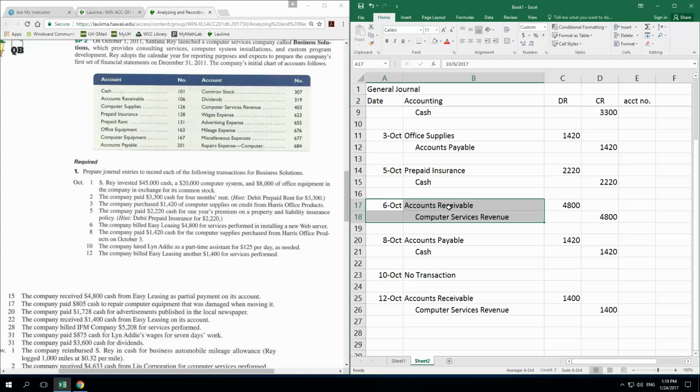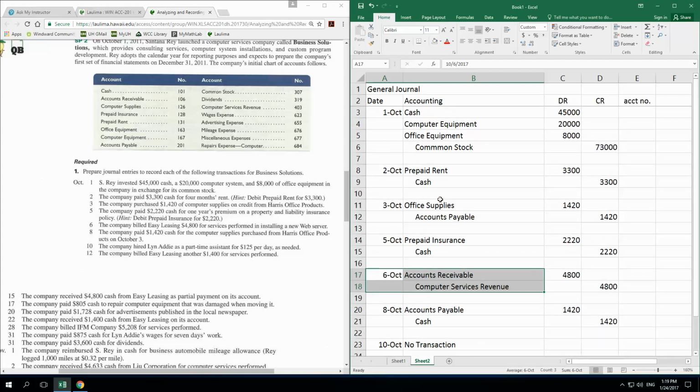Question. On the second, where did that go? The second, where you paid? Okay, so we paid for the rent in advance, but the time that we are renting it for hasn't gone by yet. So it's going to sit there as the asset until the time goes by.